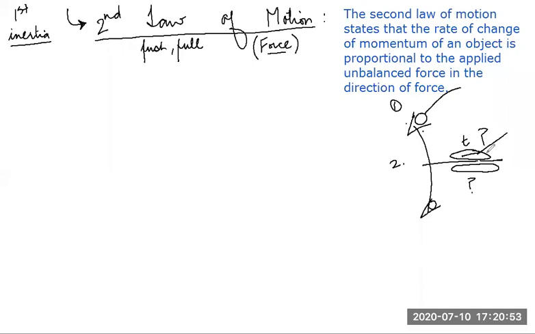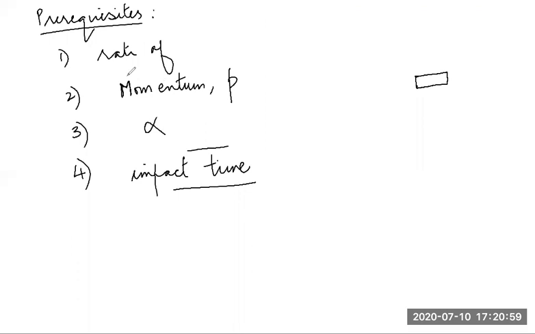Why? So guys, before understanding second law of motion, there are some prerequisites. You must understand these things. Number one, what is rate of? The rate of means very simple. Let's say we have change in velocity. So let's say change in velocity is delta v, that is final velocity v2 minus some initial velocity v1. Right?